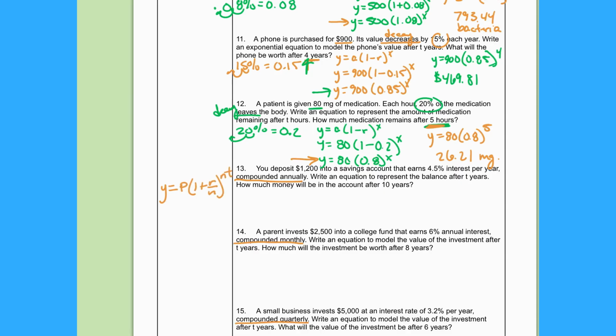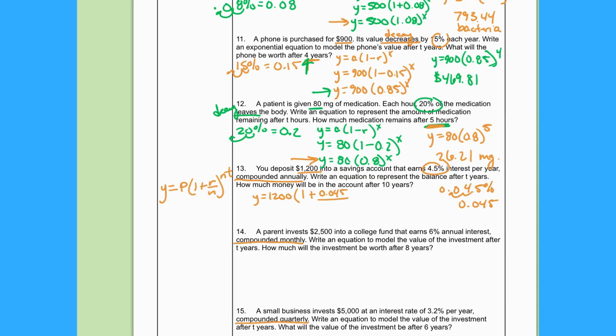Okay. So P is our initial amount. So y equals, our initial amount this time is 1,200. 1 plus, now we need our rate. Our rate is 4.5%. Move that decimal 2 times. Fill in those zeros. So that's 0.045. 0.045 is my rate, divided by n.